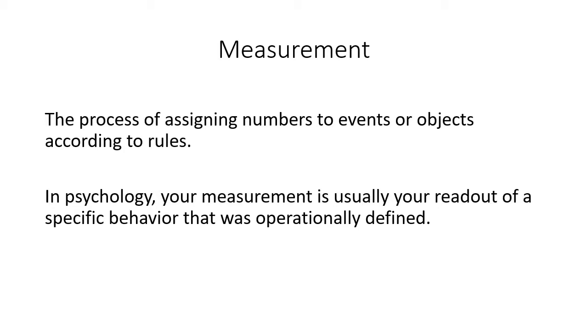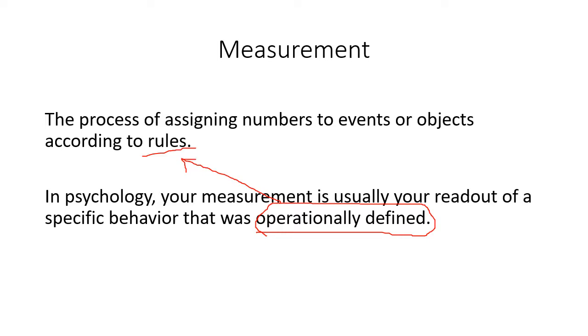Okay, measurement. This is the way that you are trying to get your results. It is the process of assigning numbers to events or subjects according to rules. So there is that thing again, rules. It really has to do with how you define something. In psychology, your measurement is usually your readout of a specific behavior that is operationally defined. The operational definition is going to set out what kind of rules you need to follow when you're making your measurement.